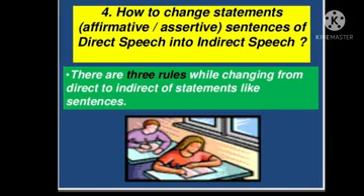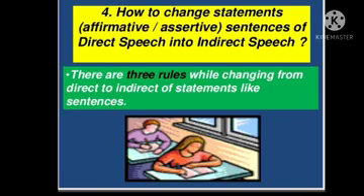Dear students, in the last session, I told you about the specialties of direct and indirect speech and how we can recognize it. Today I'll explain the changes in the statements in different types of sentences while writing in direct and indirect speech.